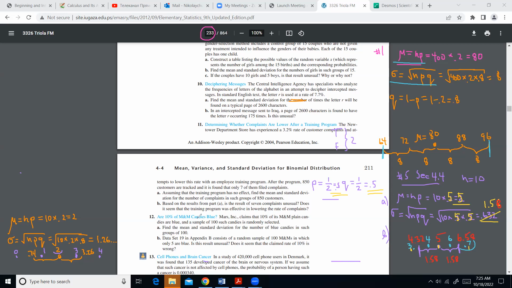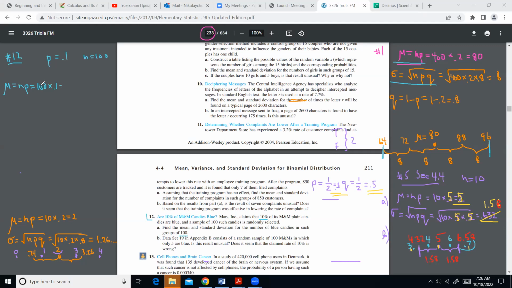10% of M&M candies are blue. Okay, so let me write it down so I don't forget that. Probability that some candy is blue is 10% or 0.1, right? So find mean and standard deviation if there are 100 candies. So if sample size is 100, then I can find the mean right away, n times p, which is going to be 10% of 100 candies. So it'll be 10, right?